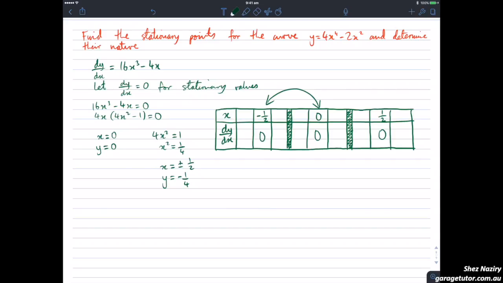So give me a number between negative half and 0. Negative what? 0.1. Okay? And because it's between negative half and 0, I will use it again here. And then over here, give me a number between 0 and the half. 0.1 and 0.1. And then these ones I can just choose 1 and negative 1. Alright, so let me just finish this, guys.